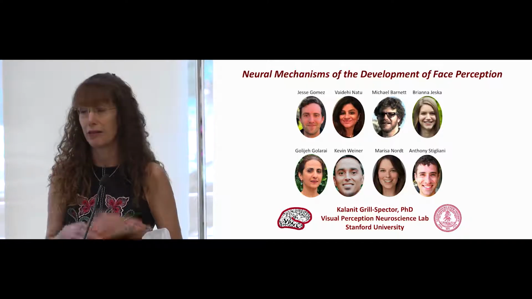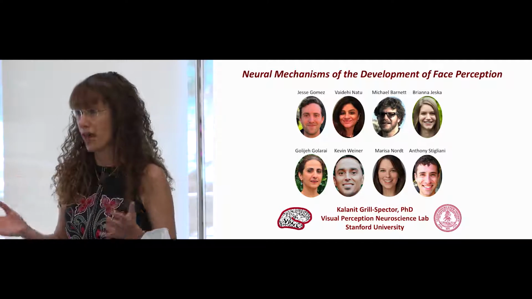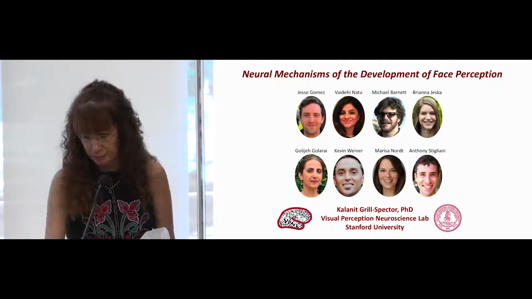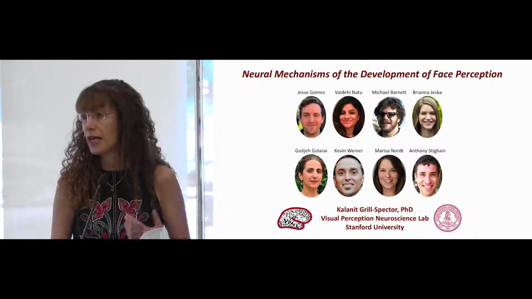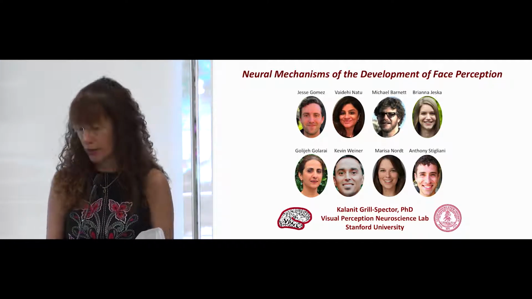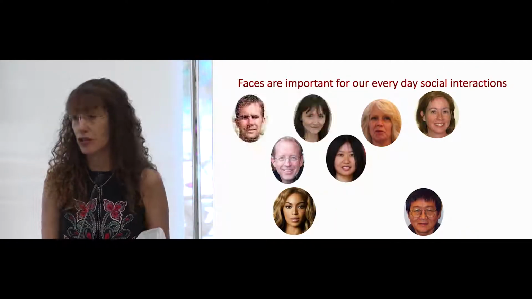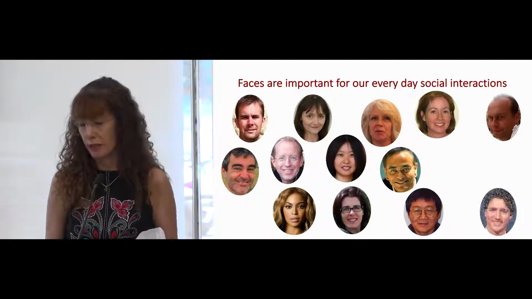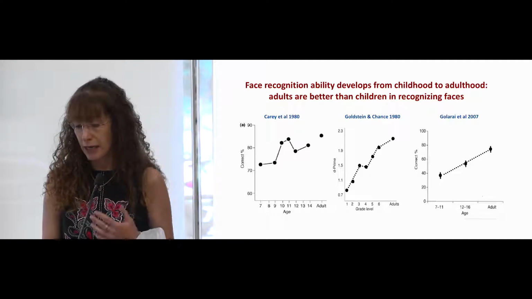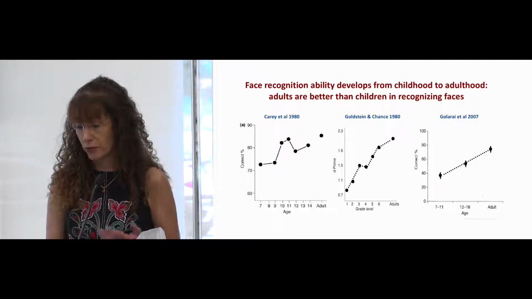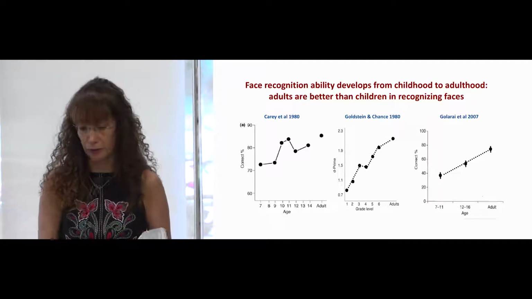What I'll tell you today is about development of the face recognition system in humans during childhood, and not during infancy. Faces are really important for everyday social interactions, as they are a key source of information we use to recognize other people. While we can recognize faces in a fraction of a second, face recognition is an ability that develops across development. As shown in these three independent studies, adults are better at face recognition compared to children. Thus, face recognition is an ability that develops from childhood to adulthood.